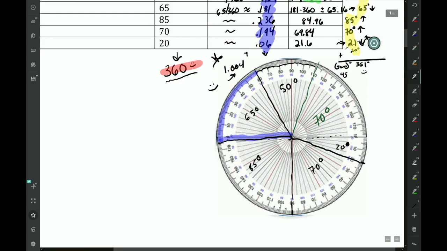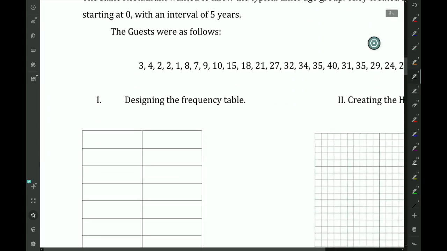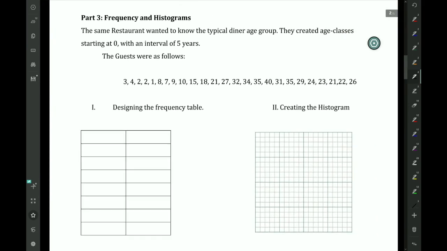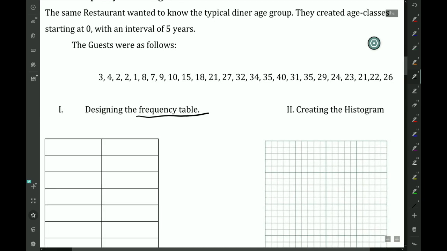So thanks for hanging in there for that. Now, the next piece is frequency and histograms. And I know you've done these in the past, but we do add a little bit more to them, okay? The key thing with this is designing the frequency table. You'll be given data, and I will tell you where to start and how big to make your interval. That is the hardest thing, I like to think about this.